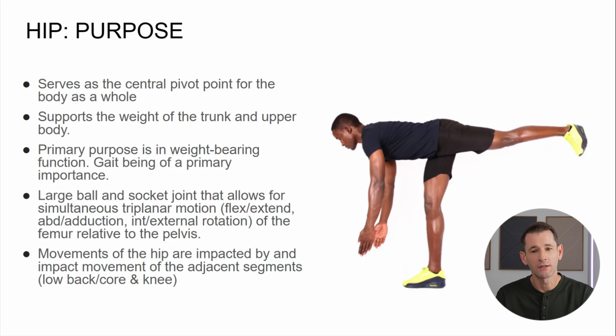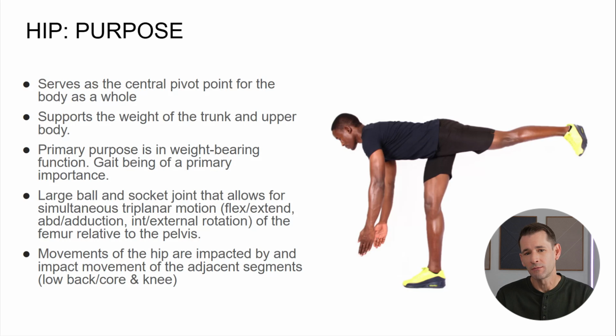What type of joint is it? It is a synovial ball and socket joint. So that's an important thing to remember. It's a ball and socket joint, so therefore it has triplanar motion. That means it has movement in all three of our cardinal planes. It has movement in the sagittal plane, hip flexion, hip extension. It has movement in the frontal plane, hip abduction and adduction. It has movement in the transverse plane, hip internal rotation and hip external rotation.